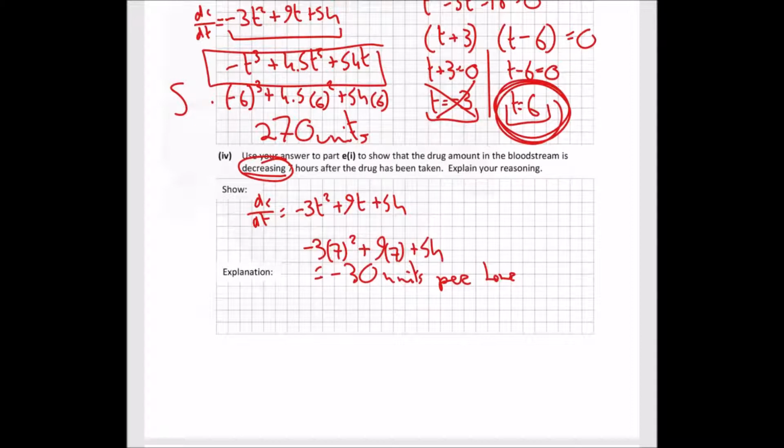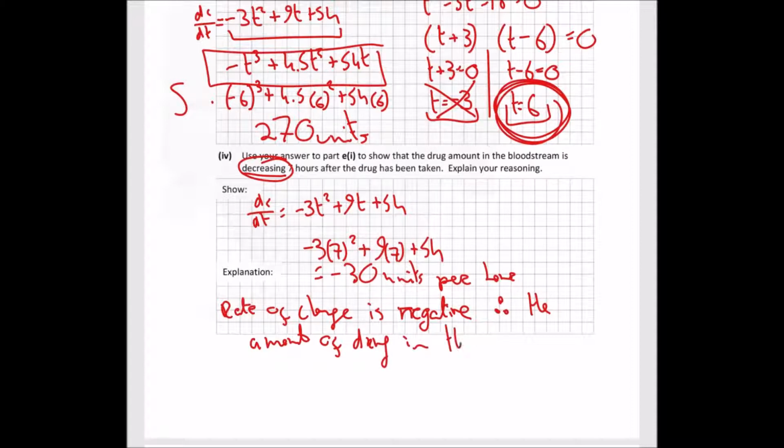So the explanation: the rate of change is negative, therefore the amount of drug in the blood system is decreasing at or after 7 hours.